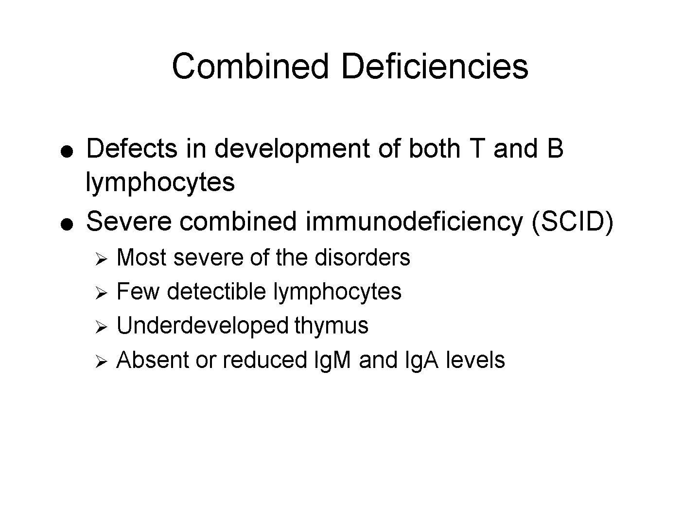Combined immune deficiencies involve defects in the development of both T lymphocytes and B lymphocytes. One of the most severe forms is severe combined immunodeficiency, or SCID. Individuals with SCID have very few detectable lymphocytes, an underdeveloped thymus, and significantly reduced or absent levels of IgM and IgA antibodies. Without intervention, SCID is fatal in early childhood because the body cannot mount any effective immune response.